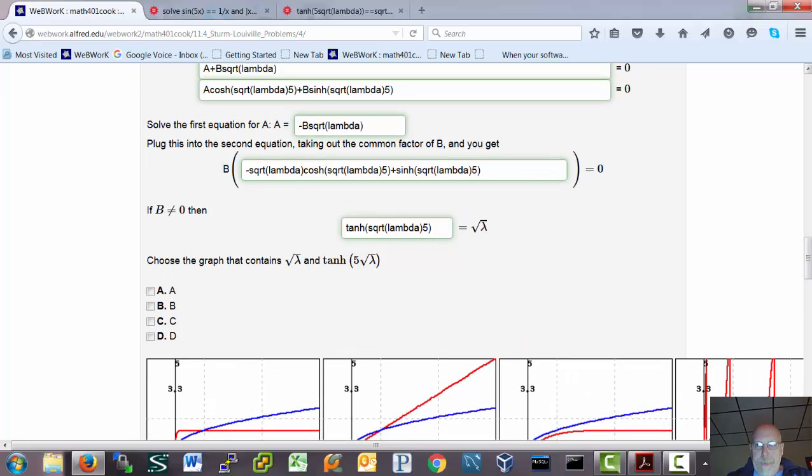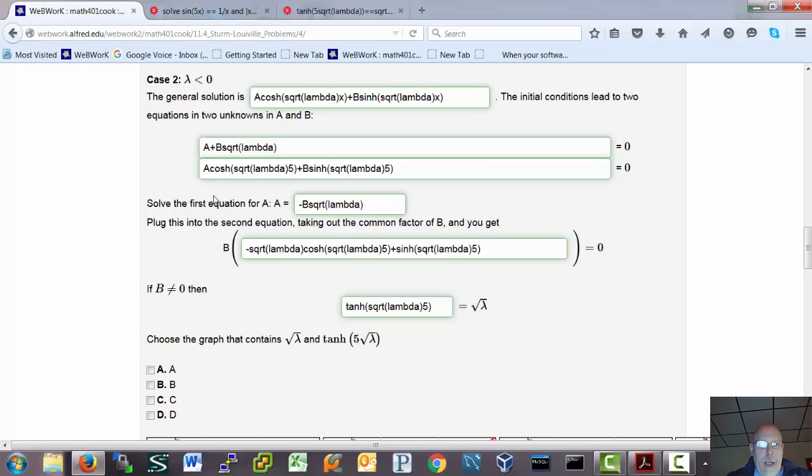Okay, so taking the first one and solving for a, we get a equals minus b square root lambda. Take that and plug it into the second equation, factor out the common factor of b, and you get minus square root lambda cos square root lambda times 5 plus sinh square root lambda times 5 equals 0. Now, assuming that b isn't 0, which would be kind of pointless, solve this equation for sinh and cos, and it simplifies to hyperbolic tangent. Don't write it as sinh over cos, simplify it to hyperbolic tangent.